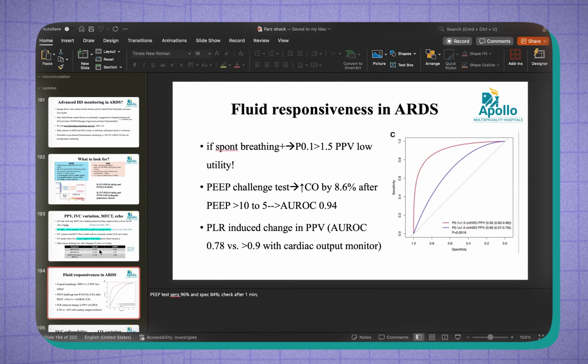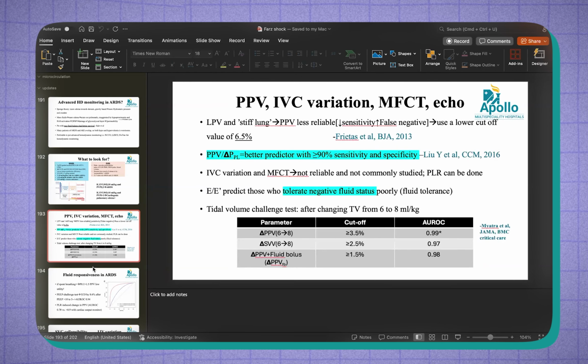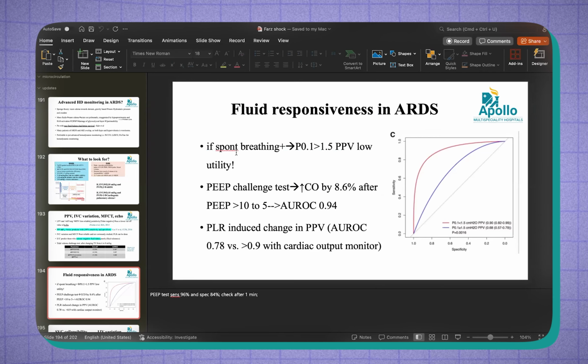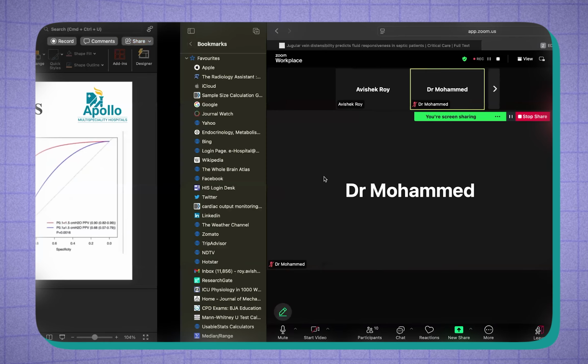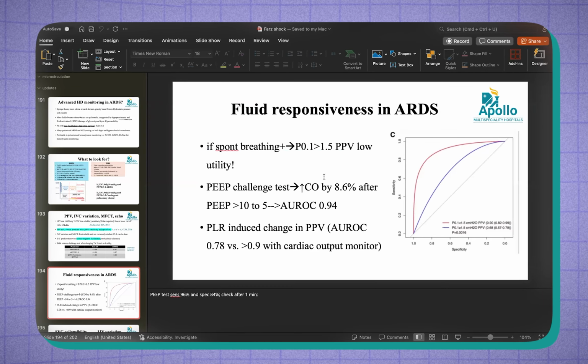What else can be done? Today's class importance is obviously the mini fluid challenge test, but giving 300 ml in an ARDS patient on positive pressure ventilation is also detrimental, so don't go for that. What else you can do is a PEEP challenge. If you know the tidal volume challenge test, the PEEP challenge has the same mechanism. You just increase the PEEP, your intrathoracic pressure increases, and that leads to a reduction in preload and cardiac output, and an increase in the pulse pressure variation. But the PEEP challenge test is actually standardized based on cardiac output, so you need to have cardiac output monitored as a better measure.